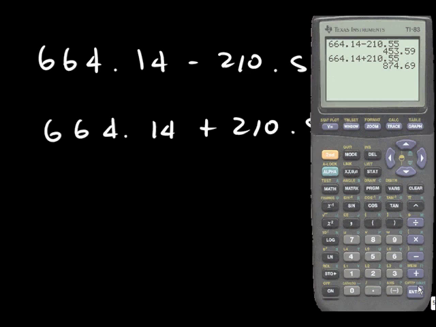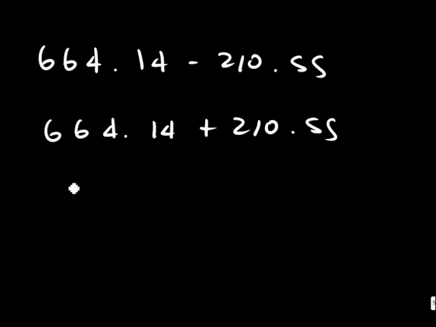If we keep these answers to the nearest hundredths, the answers will be 4,53.59 less than mu less than 874.69.